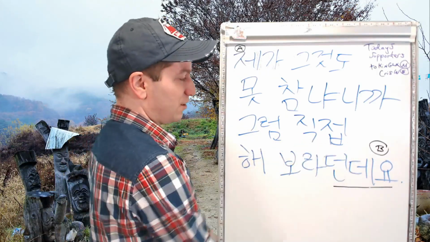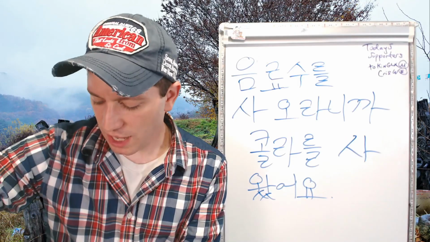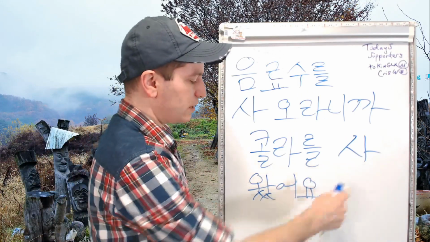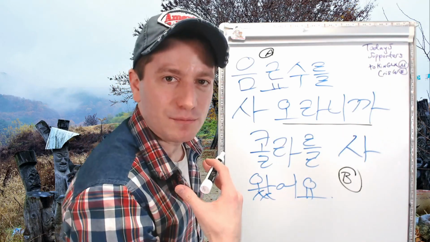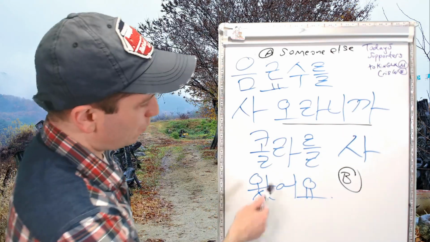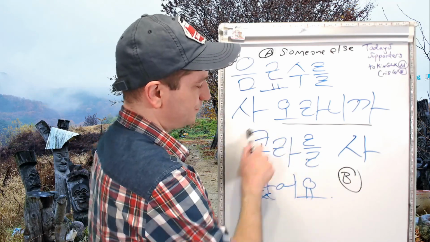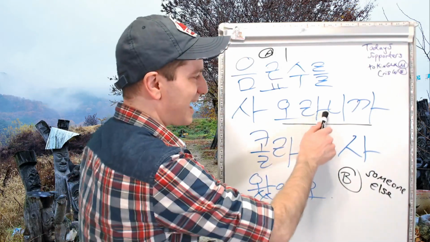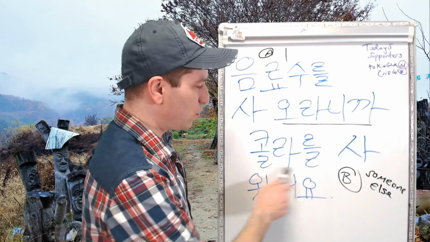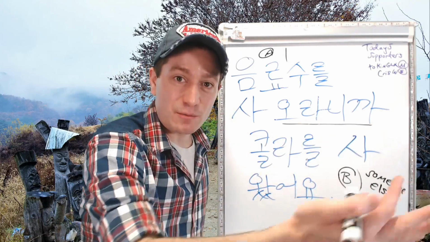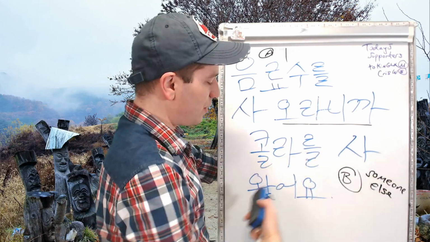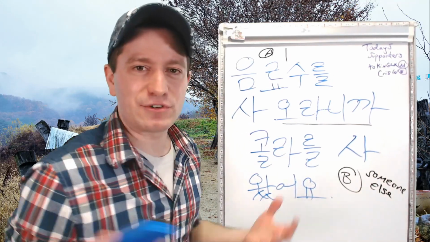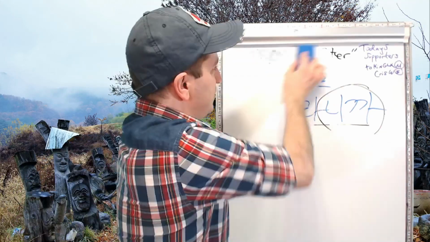직접 해보라던데요. 음료수를 사오라니까 콜라를 사왔어요. Because someone said 사오다, to buy and come. In English, we just say to go buy. 콜라를 사왔어요. So cola, this is what we would just call Coke. I said, go buy some beverage. 콜라를 사왔어요. He or she, someone else, bought Coke. So I said, buy a beverage, and they brought back Coke.